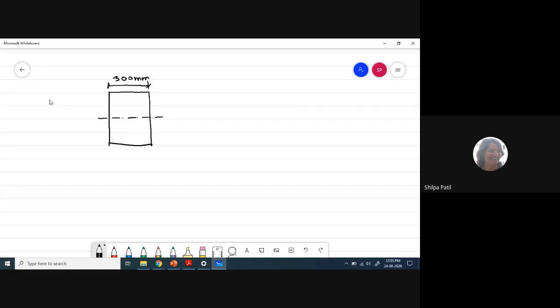Let us draw the neutral axis. And how many bars? 4 bars of 16 mm dia. So 1, 2, 3, and 4. I have drawn very small circles over here. All the 4 circles should be of the same dimension. And they have not given the effective depth here, they have given the overall depth. So what is the overall depth here? 500 mm. Overall depth is given.